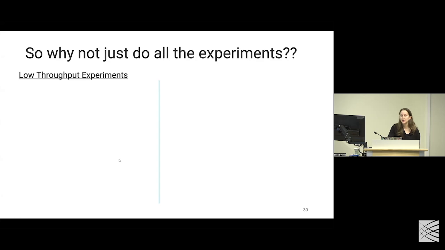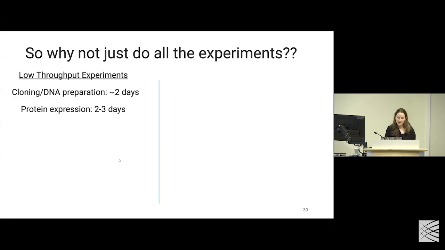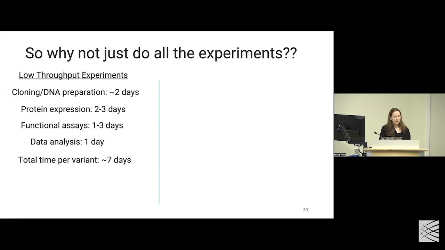Okay, well, I don't care. I'm going to do a low throughput experiment anyway. Okay, so cloning and DNA preparation might take 2 days. Protein expression, 2 to 3 days. Functional assays, 1 to 3 days. Data analysis, 1 day, not so bad. Total time for variants, 7 days. You have a team of 5 researchers. You're going to test your variants in parallel, 50 per week.